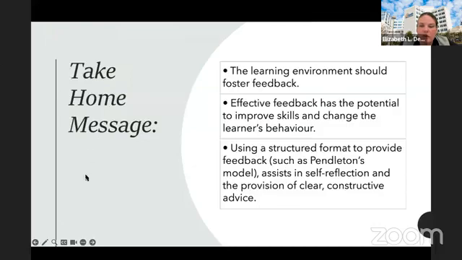So this is the take-home message. We want to be sure that everyone is in a learning environment that can foster feedback. We want to be sure that effective feedback has the potential to improve skills and change the learner's behavior. And we want to use a structured format to provide feedback. Pendleton's model is just one example. We have the feedback sandwich, we had chronological. There's several ways that we can do this. We want to assist in self-reflection and be sure that we are providing clear and constructive advice.